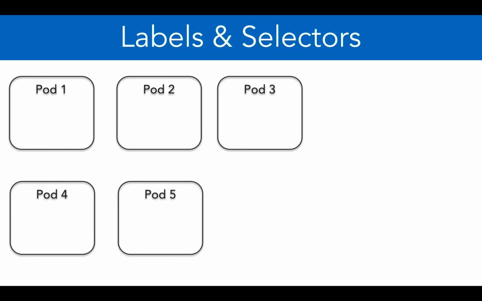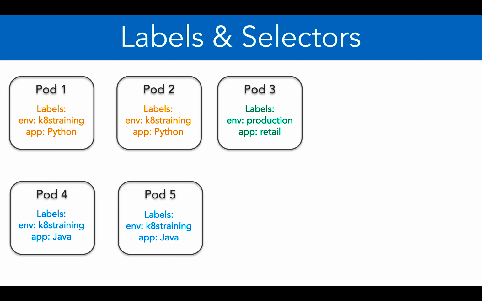So let us see all these things using some examples. Let's say we have all these pods. We have 5 pods here, and all these pods are labeled like this. Pod 1 has env k8s training, another label is app python. Same is the case with pod 2. In pod 3, env is production and app is retail. So these are the two labels of pod 3. Whereas pod 4 and pod 5 have the same label. env is k8s training and app is Java.